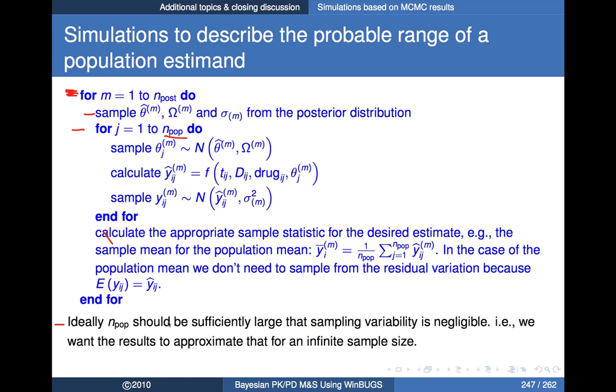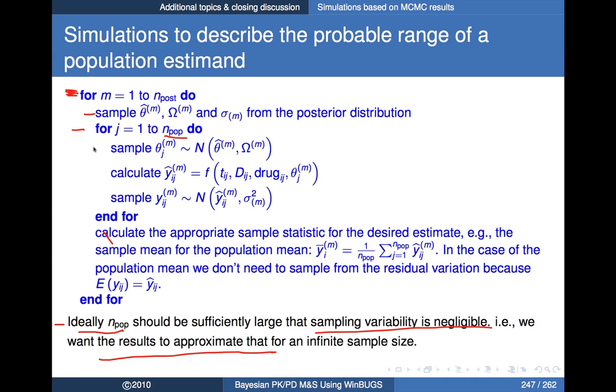Or as I stated here, ideally n pop should be sufficiently large that sampling variability is negligible. In other words, we want results that approximate results you would get if you were able to do an infinite sample size. Of course, we can't do an infinite sample size. It's going to be finite. We just want it to be large enough that the error due to the fact that it is finite is fairly small. And of course, we could specify some tolerance for that. So anyway, we're going to do this j equals 1 to n pop.